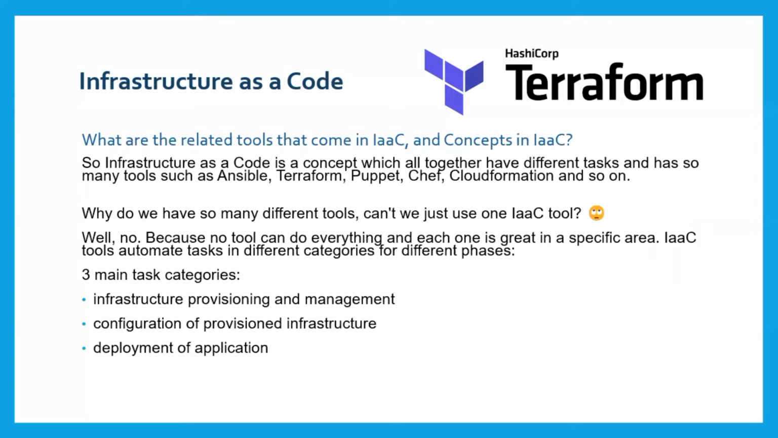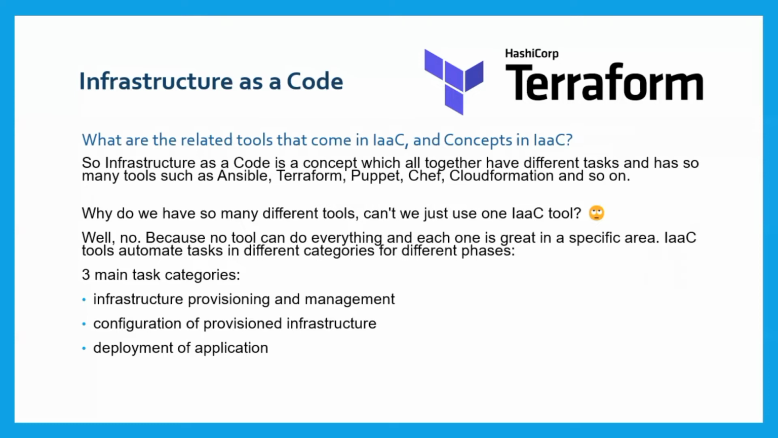So definitely the question comes to your mind, why do we have so many different tools? Can't we have just a single infrastructure as code tool? Yeah, we won't have a single tool because no tool can do everything, and each one is great in a specific area. So let's take an example, like Terraform. We are going to discuss where Terraform comes in infrastructure as code. That will be used for provisioning your infrastructure. Then Ansible for configuration, where you are configuring your infrastructure to deploy a particular application.